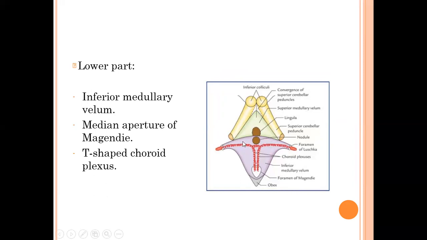Lower part of the roof: we see the inferior medullary velum, the median aperture, which is known as the foramen of Magendie, and the T-shaped choroid plexus. So these are the features of the lower part of the roof. It is formed by a thin sheet of non-nervous tissue, the inferior medullary velum, which is formed by ventricular ependyma and pia mater.